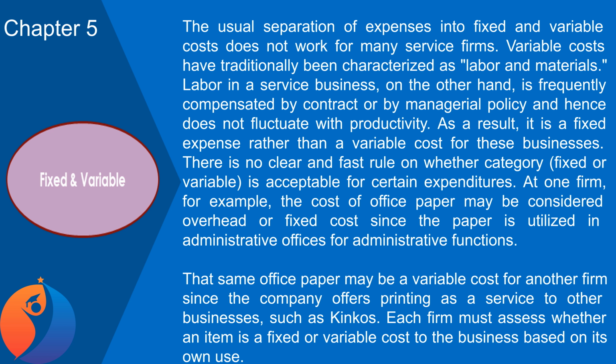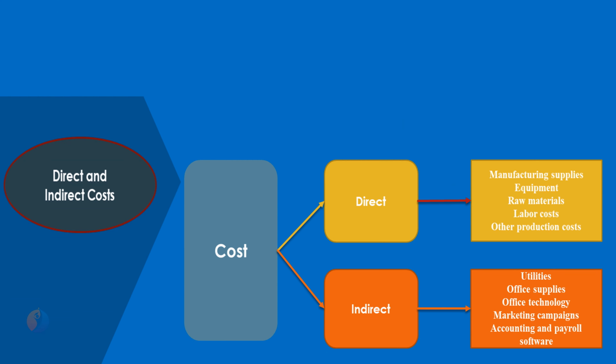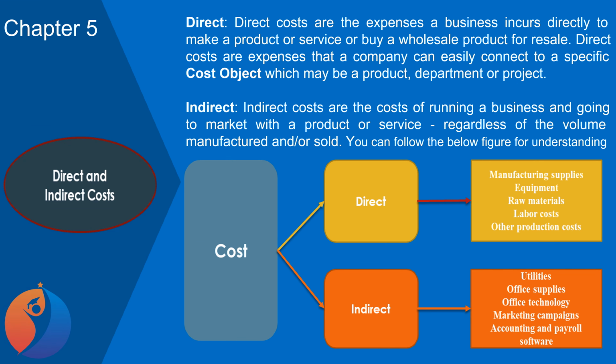In certain circumstances, the costs of monitoring and inspection are treated as a single cost. Direct and indirect costs. Direct costs are the expenses a business incurs directly to make a product or service or buy a wholesale product for resale. Direct costs are expenses that a company can easily connect to a specific cost object, which may be a product, department, or project.